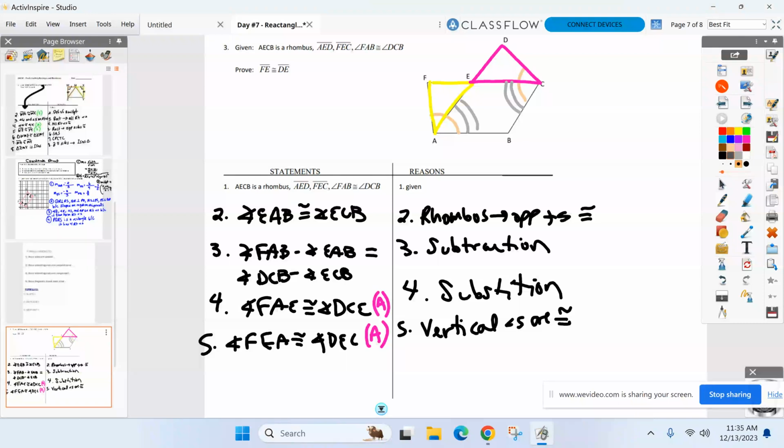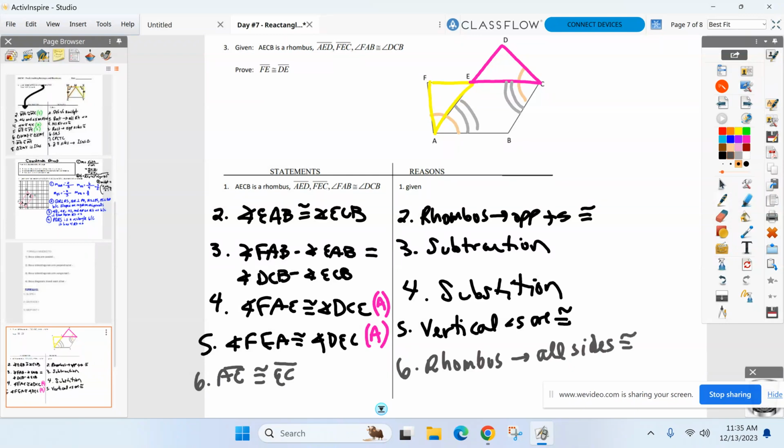So now tell me what's true here. Side AE is congruent to EC. Yeah, there we go. AE congruent to EC. Now, here I have to put rhombus. I can't start it with parallelogram. It's not a property of a parallelogram, only a rhombus and something else, but we haven't gotten to it yet. Rhombus implies all sides congruent.